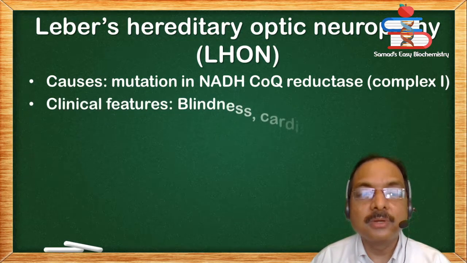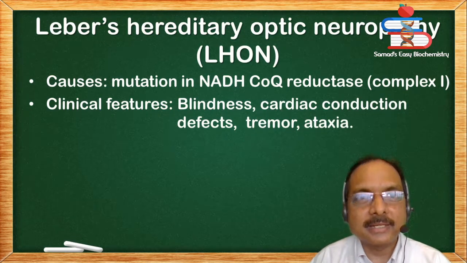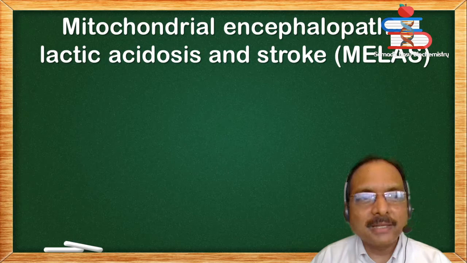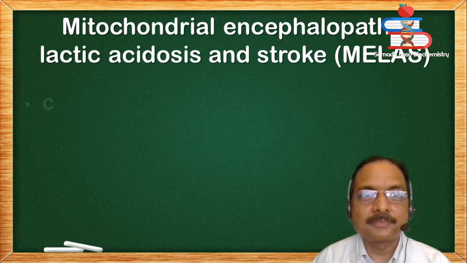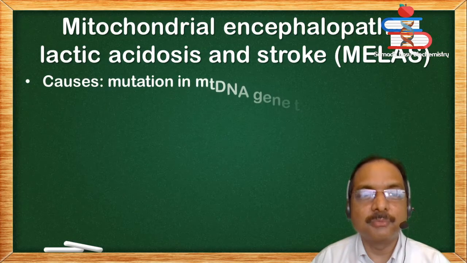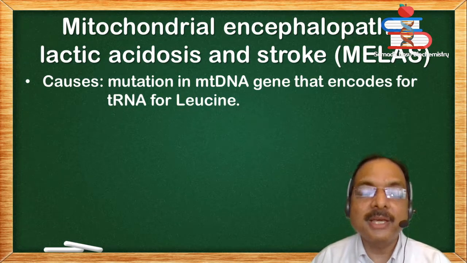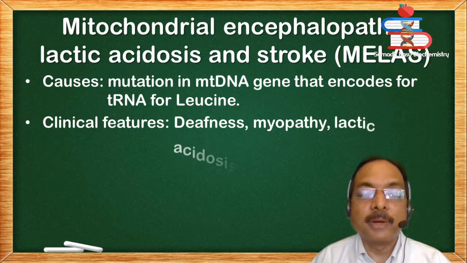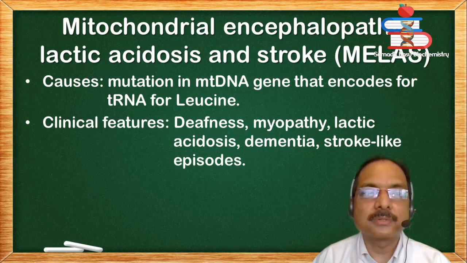Clinical features include blindness, cardiac conduction defects, tremor, and ataxia. Mitochondrial encephalopathy, lactic acidosis, and stroke (MELAS). It is caused due to mutation in the mitochondrial DNA gene that encodes for tRNA for the amino acid leucine. Clinical features are deafness, myopathy, lactic acidosis, dementia, and stroke-like episodes.